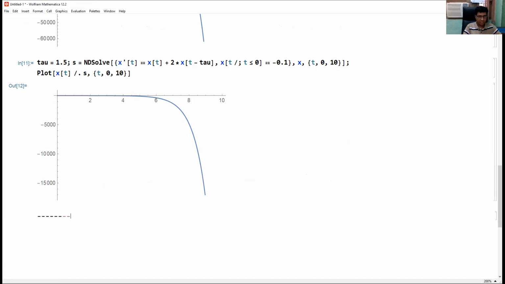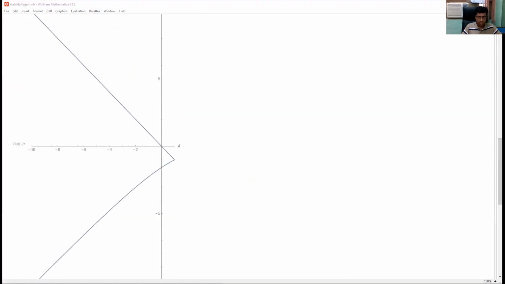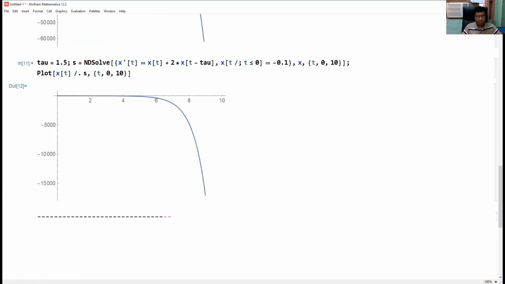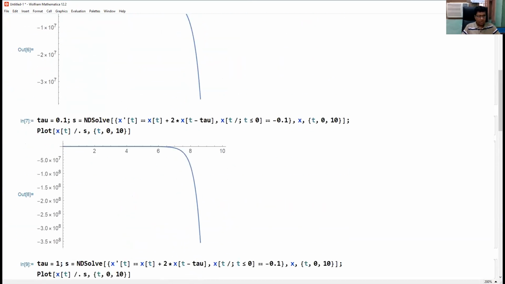Okay, now let us see example 2. In the next example, example 2, we have x dot equal to x plus, so there is one parameter also. This was example 1.